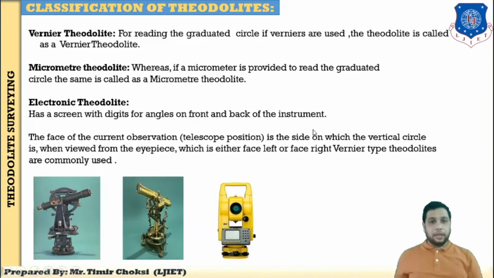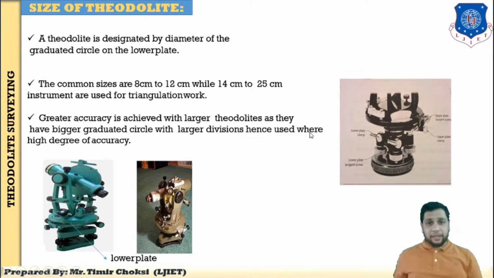So next, size of the theodolite. This is the most important thing. What it means is how the theodolite is designated. A theodolite is designated by the diameter of the graduated circle on the lower plate. Here is the lower plate. The common size of a theodolite is 8 centimeter to 12 centimeter. What is this value? It is the value of the diameter of the lower plate.